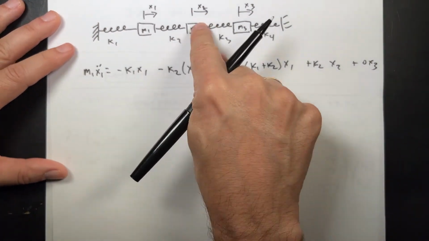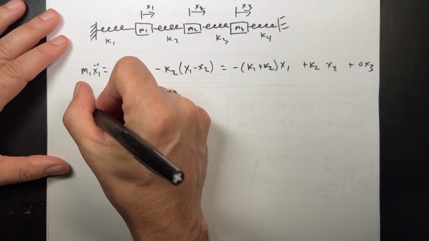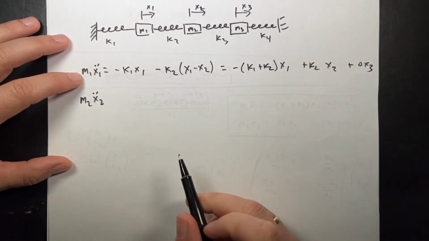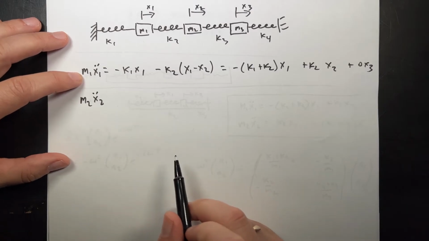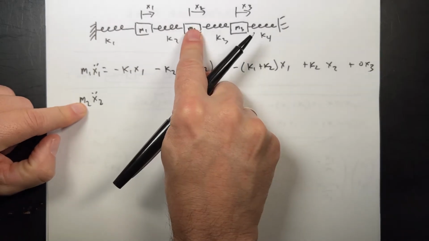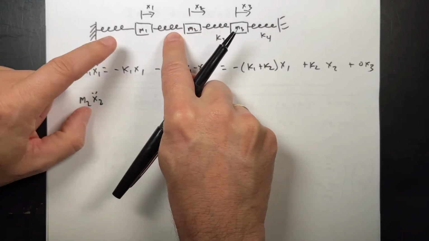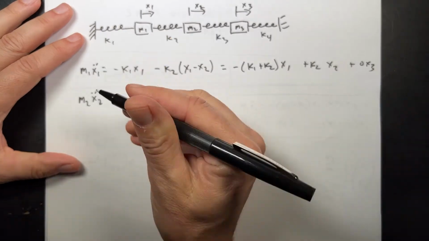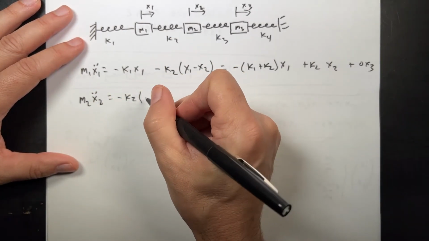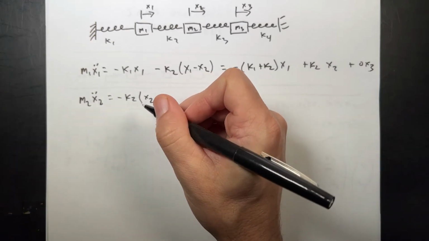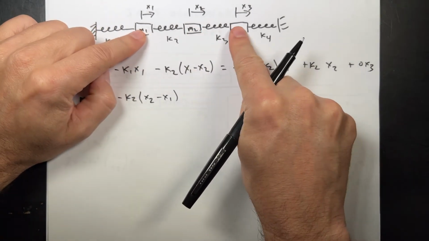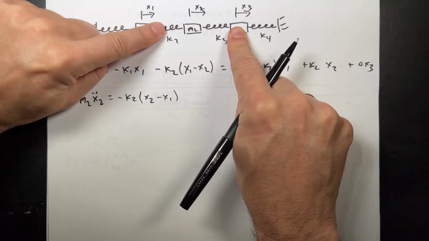Now let's look at the second mass right here. m2 x2 double dot. I'm actually going to divide both sides by the mass. That will be important later. Okay, so this one, if it moves that way, that's going to pull back, but it depends on that one too, right? So this is going to be negative k2 times x2 minus x1. Right, because it's moving this way, it's going to get pulled back unless that one gets pushed forward.